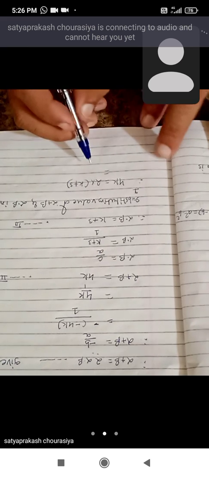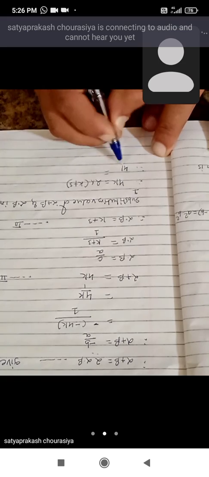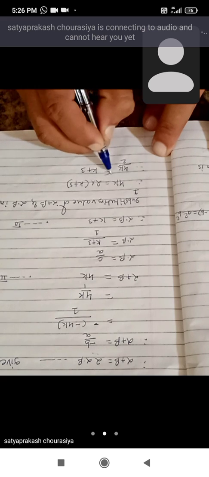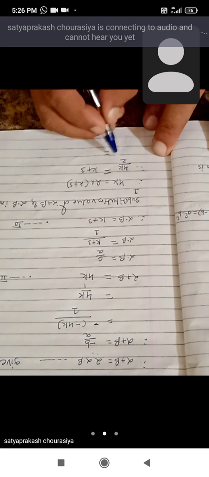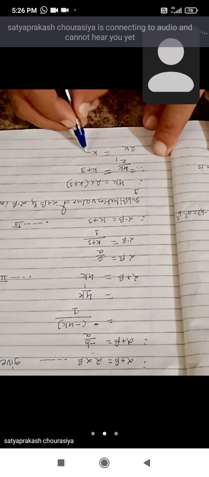Now bring the 2 on the left hand side. So 4k upon 2 is equal to k plus 3. So this is equal to 2 ones are 2, 2 twos are 4. 2k is equal to k plus 3.